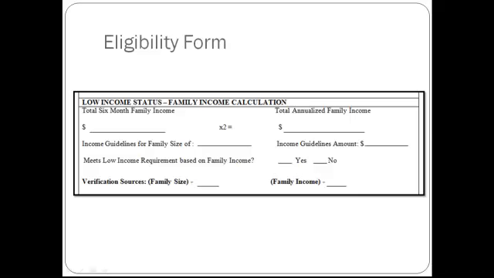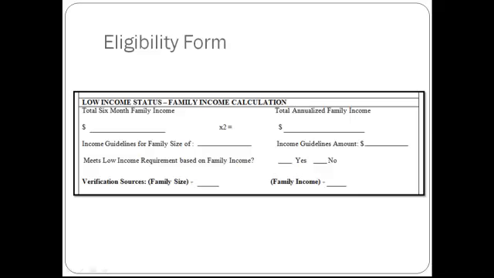If a youth is not found eligible based on any of the previous categories, you need to fill out the section titled Low Income Status, Family Income Calculation to calculate family income. In order to do this, follow these steps.